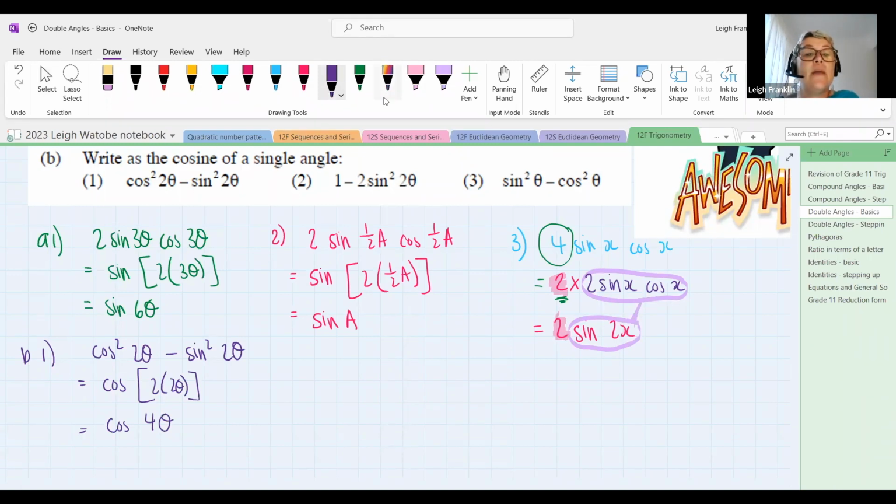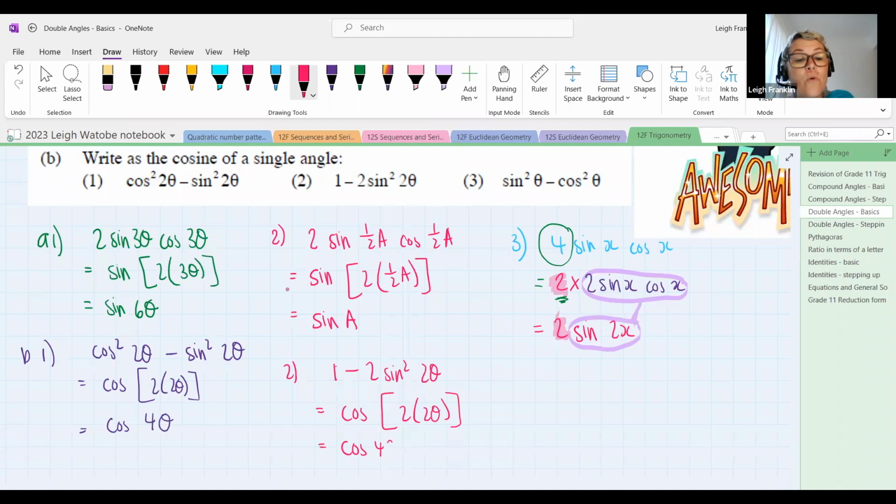If we have a look at the second one, also not too bad. They've given us 1 minus 2 sine squared 2 theta. So 2 theta is our angle. So this becomes cos 2 times 2 theta. So this would also be equal to cos 4 theta. And then the last one, they've done a little bit of a dirty on us. They've made the last one, again, just a little bit more difficult.